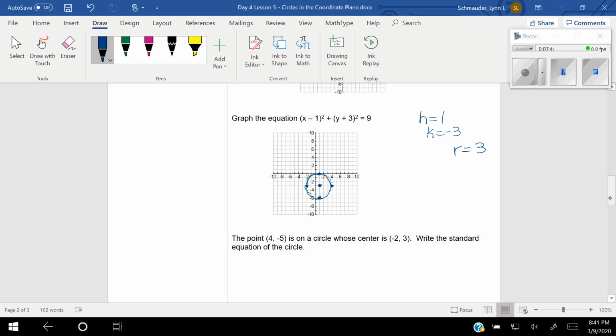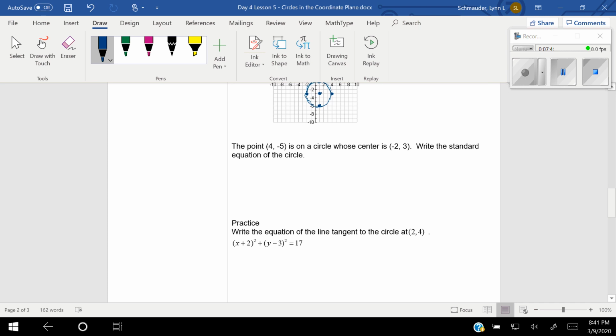All right, let's see what we got now. The point 4, negative 5 is on a circle whose center is negative 2, 3. Write the standard equation of the circle. Okay. Well, I know I got x plus 2 squared plus y minus 3 squared equals something, but I don't know what. But it's just like that one we did earlier. So let's put ourselves a sketch in here. Please don't do these without a sketch.